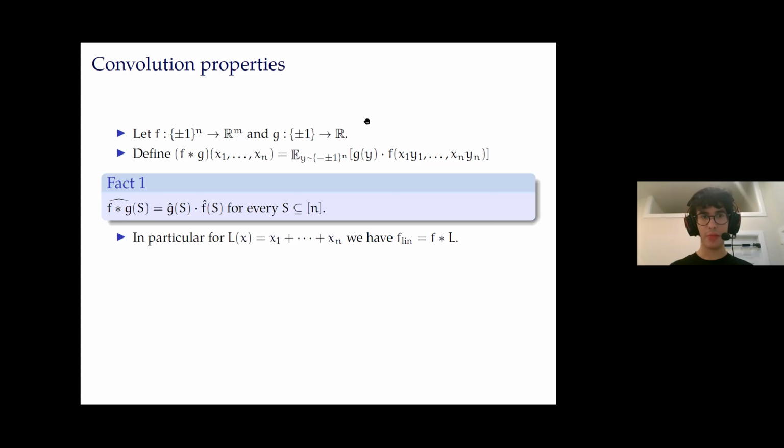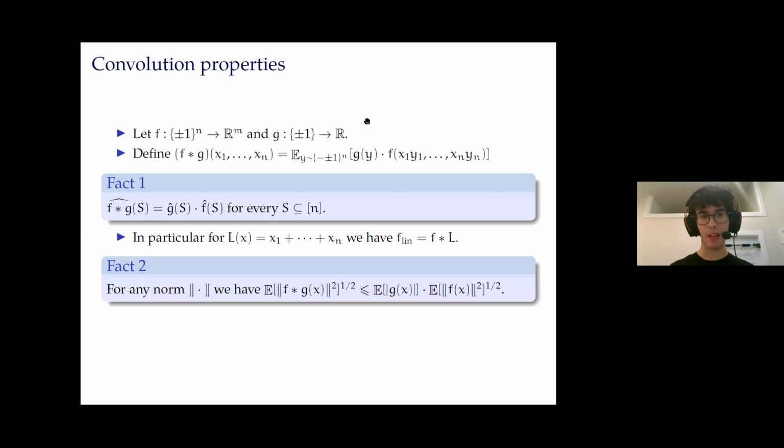And another fact that we use about the convolution is an inequality here, which basically follows from the Cauchy-Schwarz and the convexity of the norm. And I won't prove it, but you can believe me, it's not that complicated.